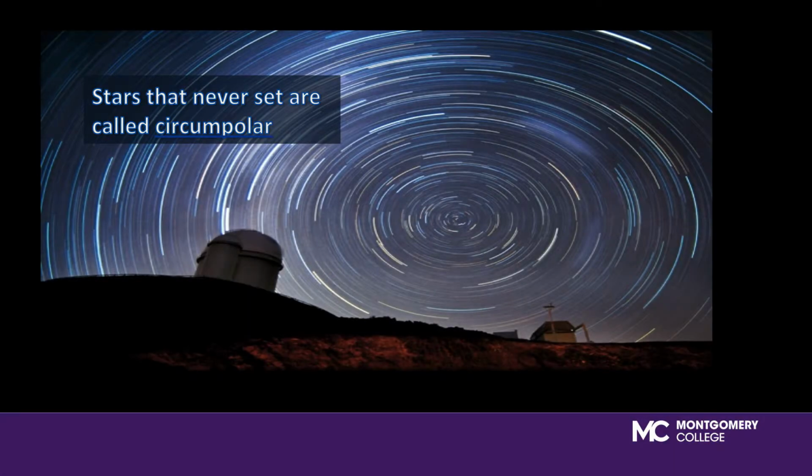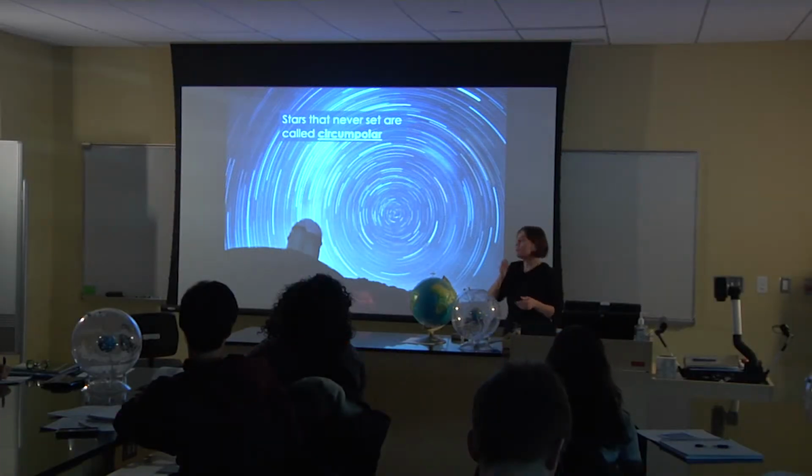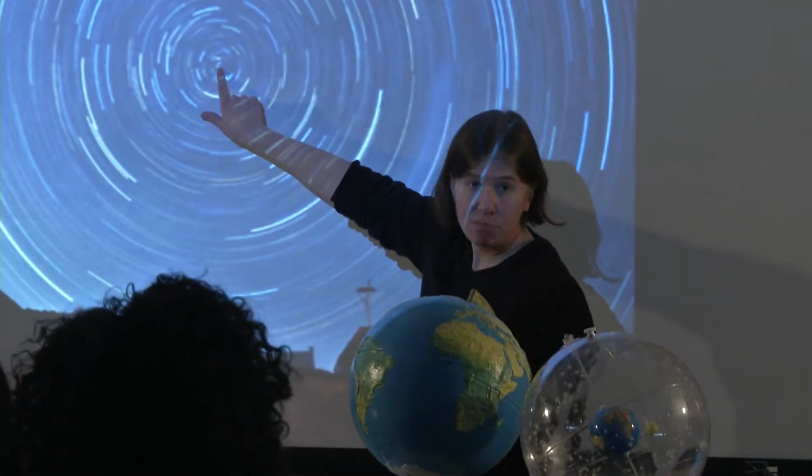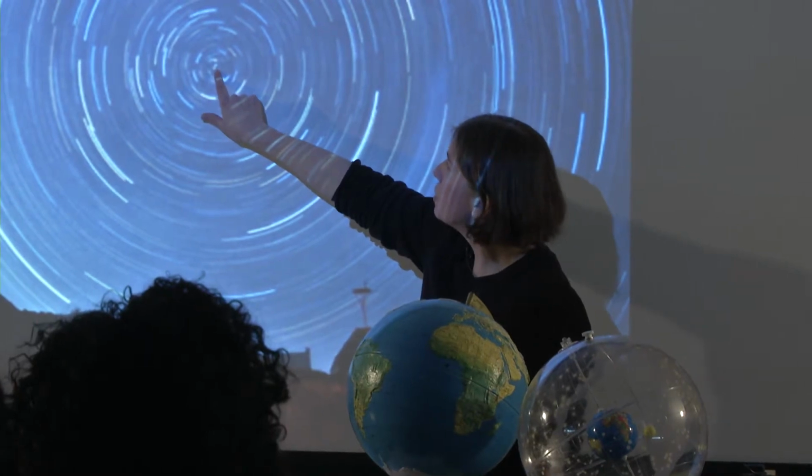This is a time-lapse photo. Somebody had their camera and they left the shutter open. And what you see are star trails. Okay. So this little guy is Polaris. He's not right at the center, but he's pretty close, right?